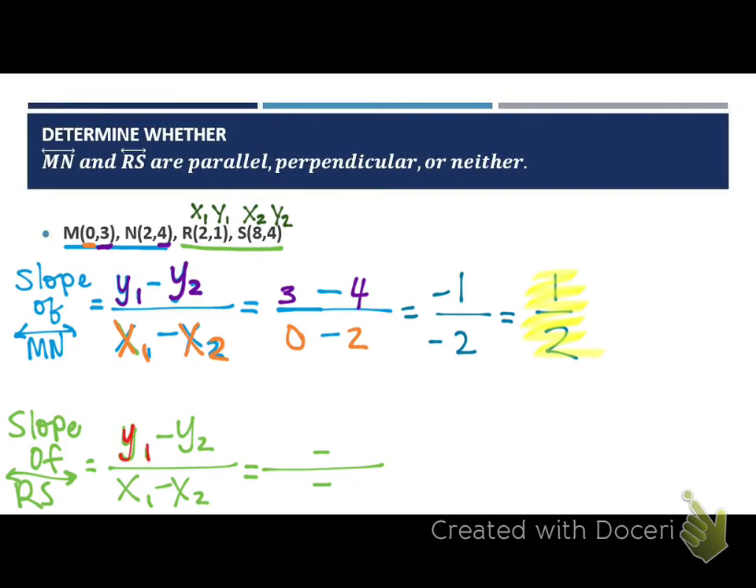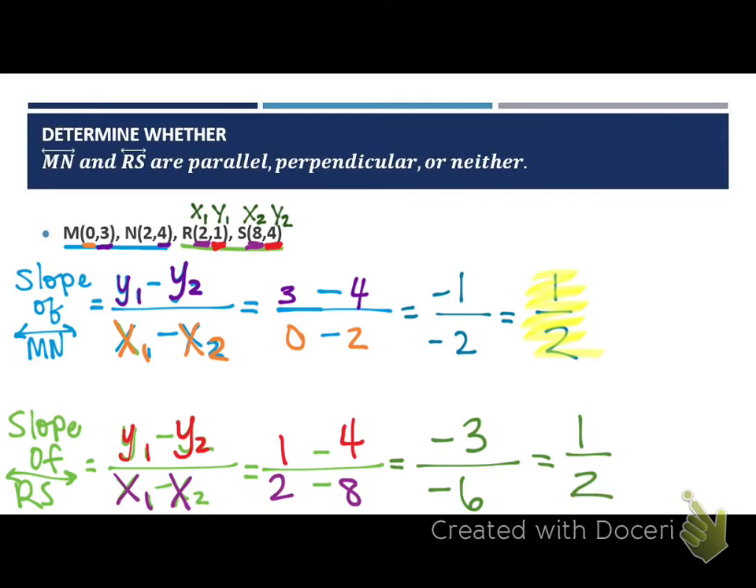All right, so which number is my first Y? 1. And my second Y is 4. Then my first X, 2. And my second X, 8. 1 minus 4, negative 3, and then 2 minus 8. This reduces to 1/2. So make sure you watch the positives and the negatives.